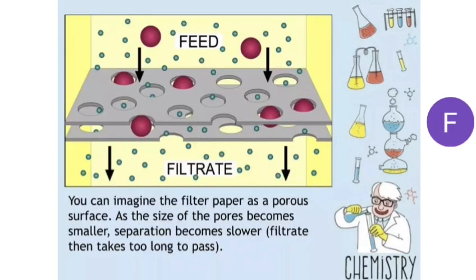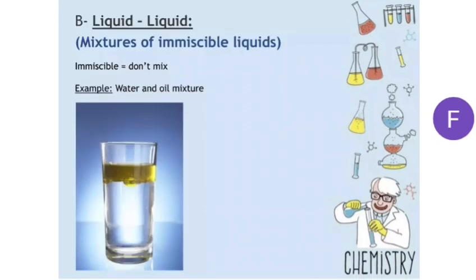You can imagine the filter paper as a porous surface. As the size of the pores becomes smaller, separation becomes slower, and the filtrate takes too long to pass.